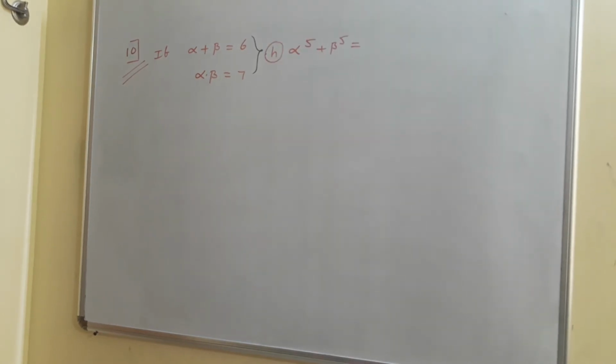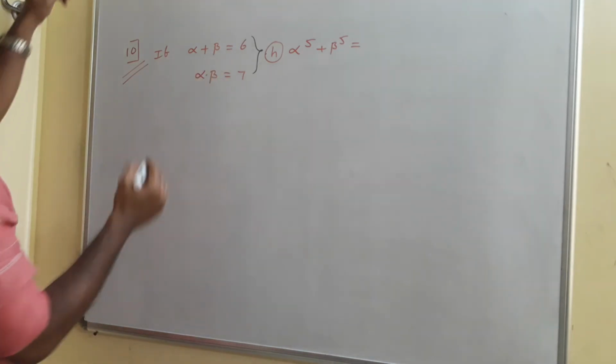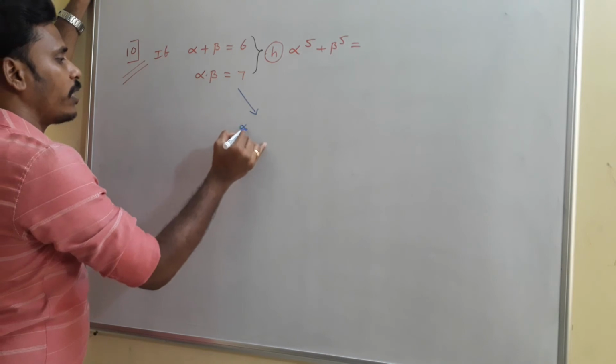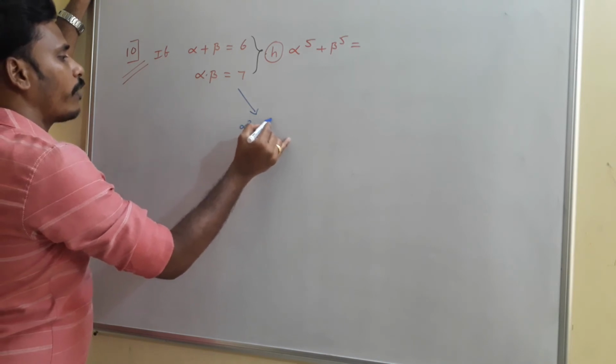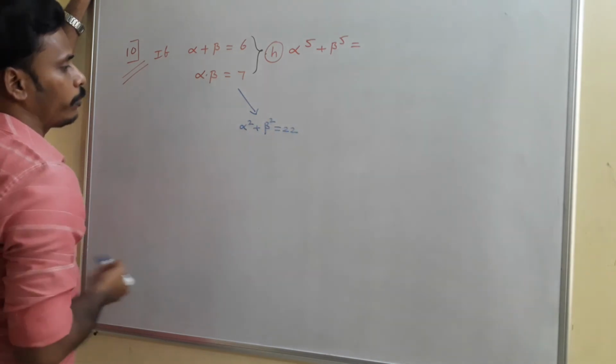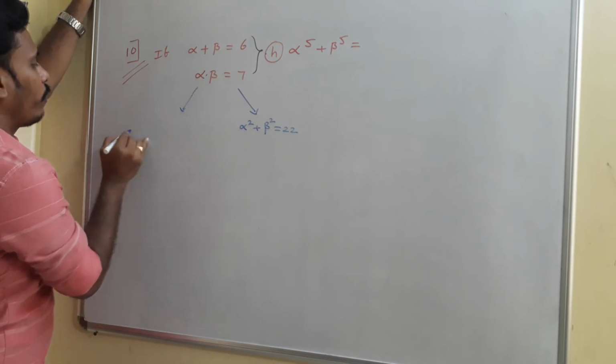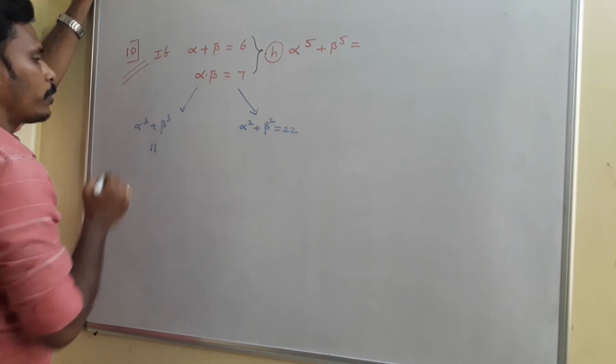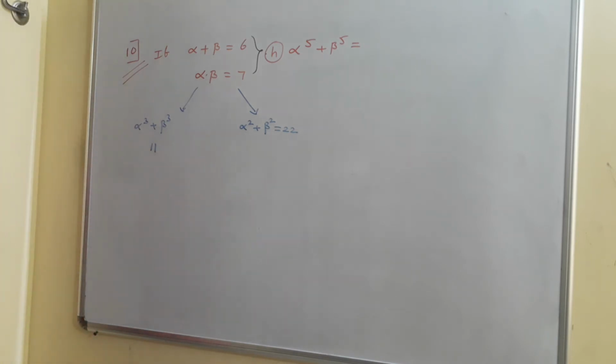Alpha plus beta and alpha beta are given, and we need to find alpha power 5 plus beta power 5. Using these two, we already found that alpha square plus beta square is equal to 22, and from these two we also already found alpha cube plus beta cube, but we did not simplify it. Now we need to simplify it.